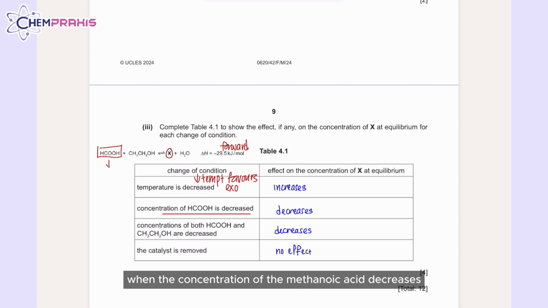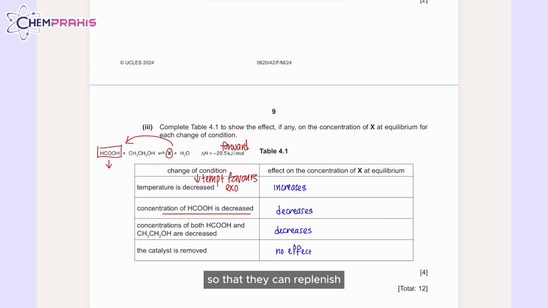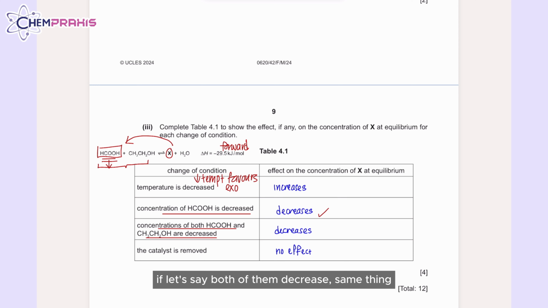when the concentration of the methanoic acid decreases, the equilibrium will shift to the left so that it can replenish or increase the concentration of HCOOH. And in this case, X will decrease. If the concentration of both methanoic acid and ethanol are decreased, same thing, the equilibrium will shift to the left and your X will decrease.